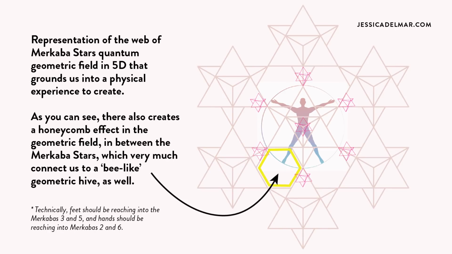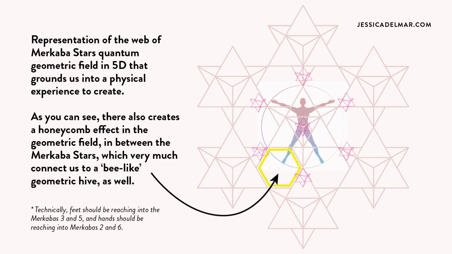So for those of you listening to this on YouTube, I have on the screen this sort of quantum geometric field that consists of this web of Merkaba stars. I'll also post this illustration on my website at jessicadelmar.com/podcast. And as you can see, it also creates this sort of honeycomb effect in this geometric field in between the Merkaba stars. So it kind of adds to that kaleidoscope image, if you will, with the Merkaba stars and the honeycombs.